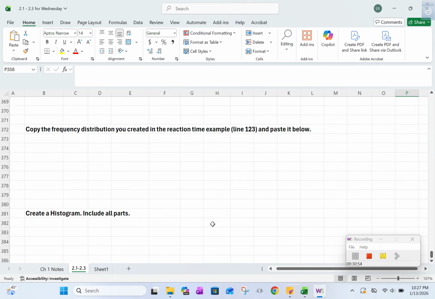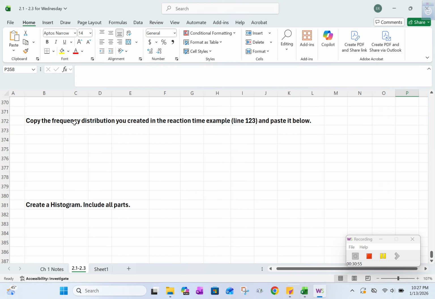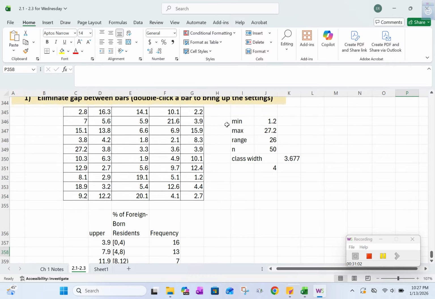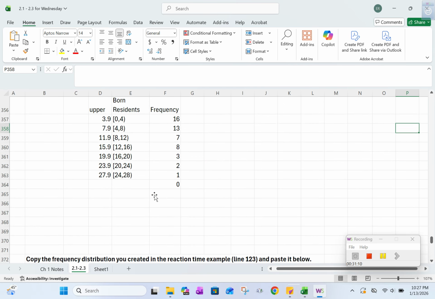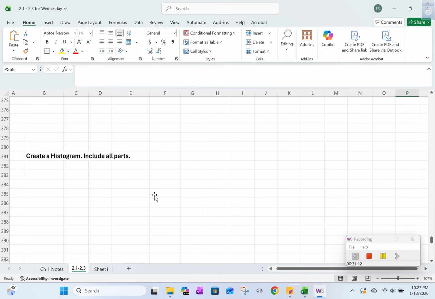All right, so what I'm going to have you do now is copy the frequency distribution for the reaction time example up above and see if you can repeat that process. I have these instructions here to help you, but that's all you're really looking for, is to see if you can do that. Okay, so pause the video and try that for me, please.